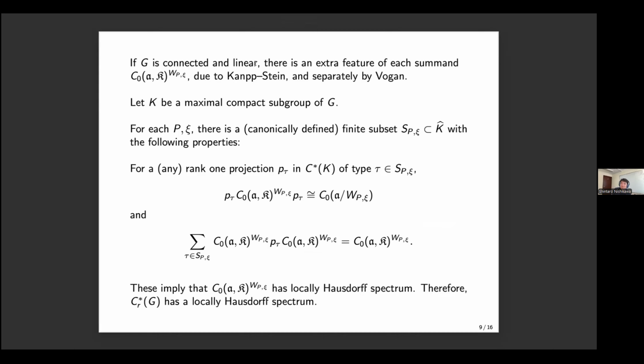Then there's an extra feature of each summand, the W-fixed points of C0 of A tensor compact. And this is due to Knapp and Stein, but also separately to Bogan.